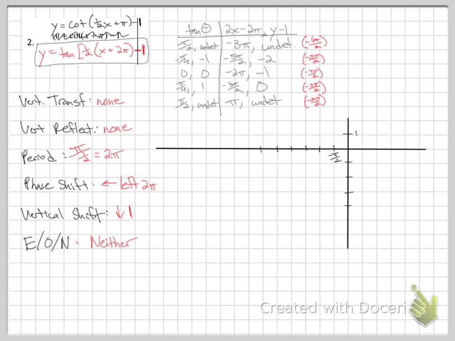At negative 3 pi over 2, or at negative 6, so 6 tick marks, it's undefined, asymptote. 5 tick marks, it's negative 2. 4 tick marks, it's negative 1. 3 tick marks out, it's 0. 2 tick marks out, it is undefined. Tangent kind of looks like a cubic.